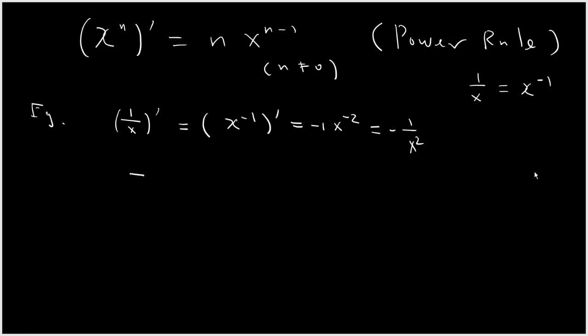The next one we're going to work on is how to use the power rule to differentiate the function square root of x. Again, the first thing we do is rewrite the function in the form of a power function so that we can use the power rule. Square root of x, we rewrite as x to the power of 1/2.